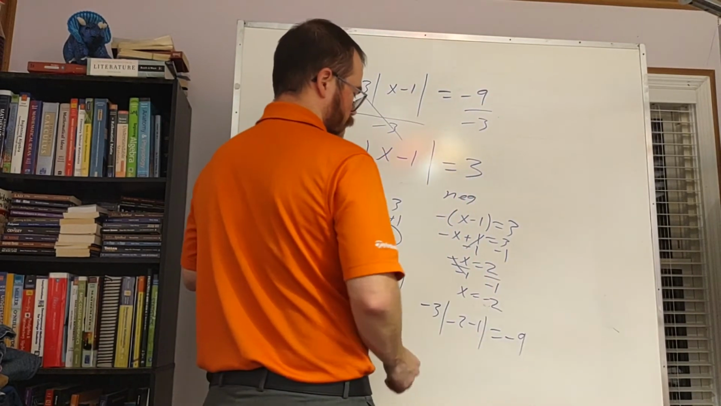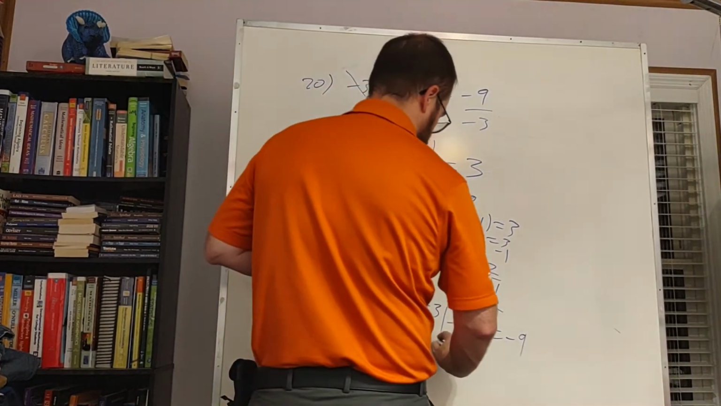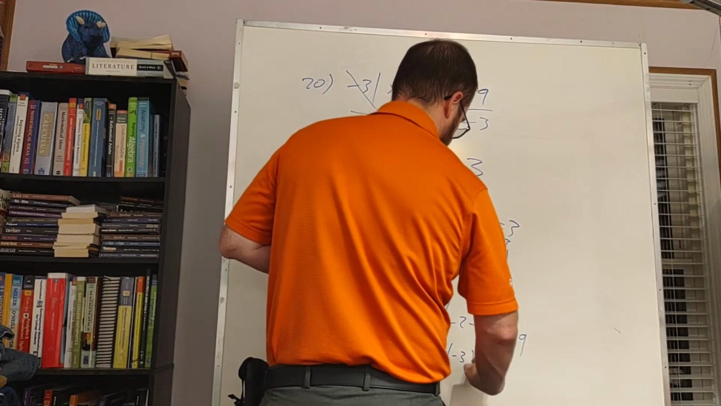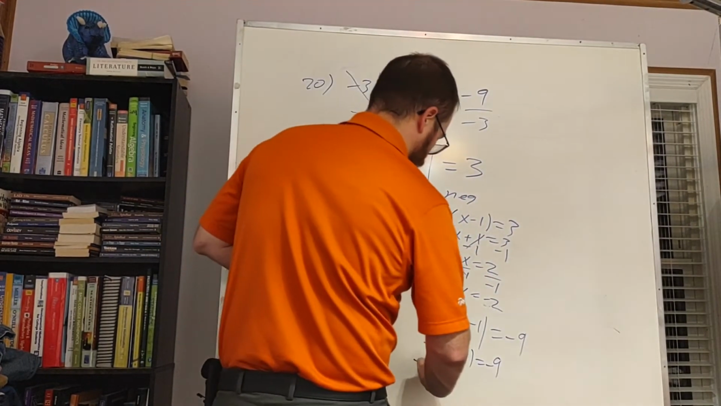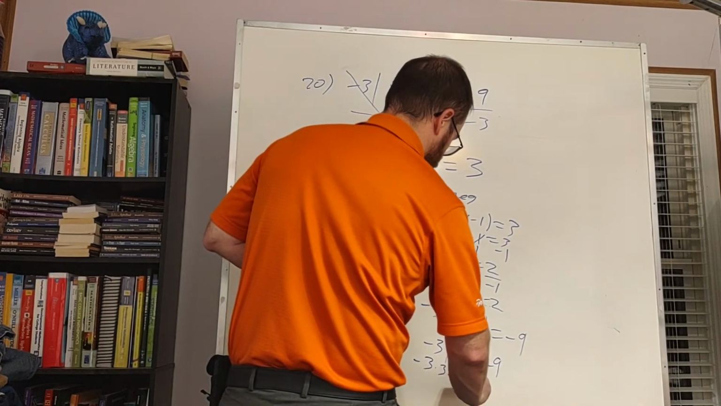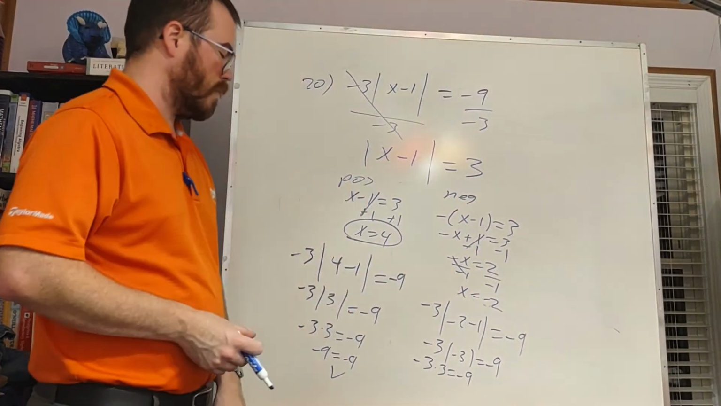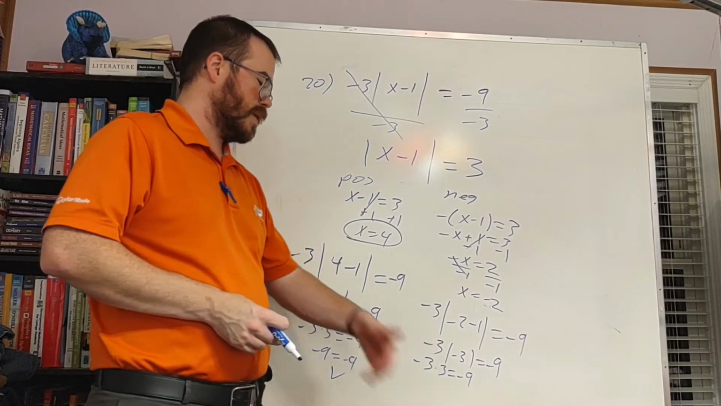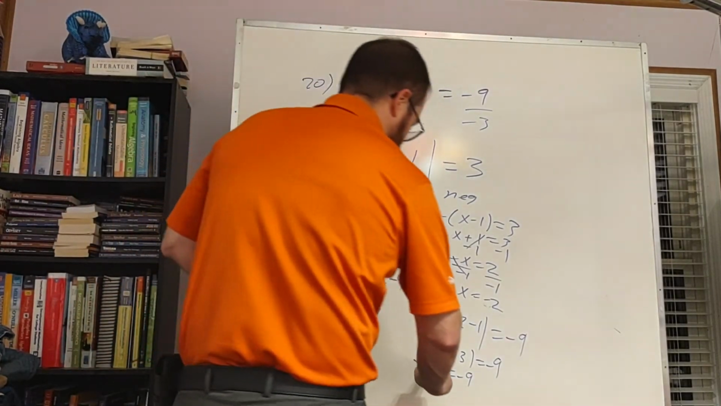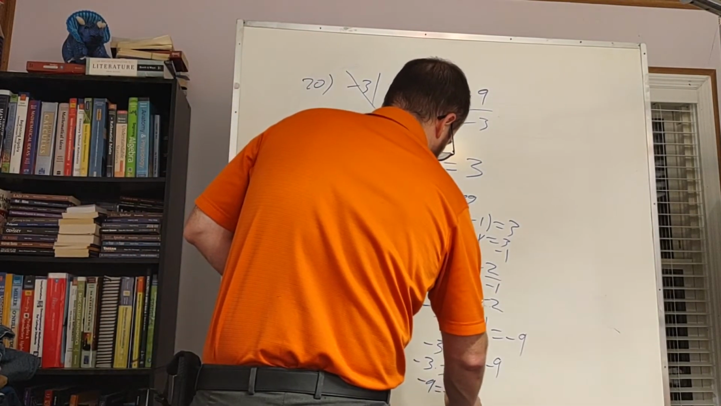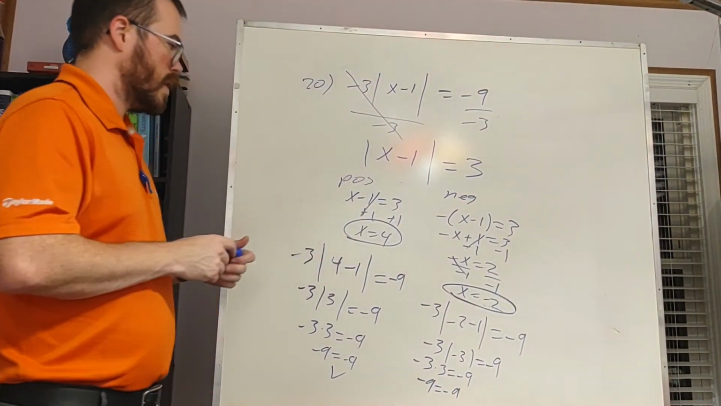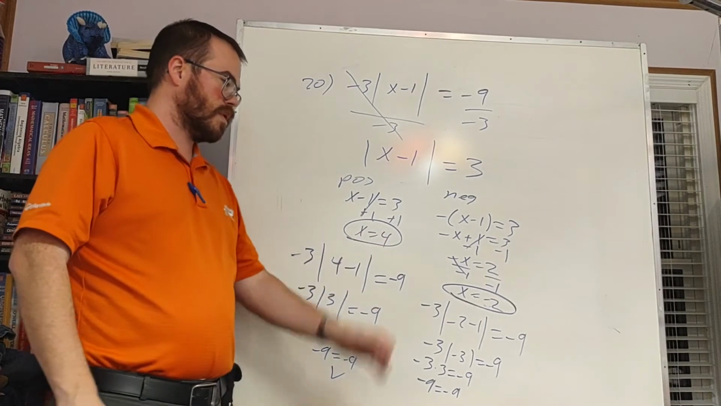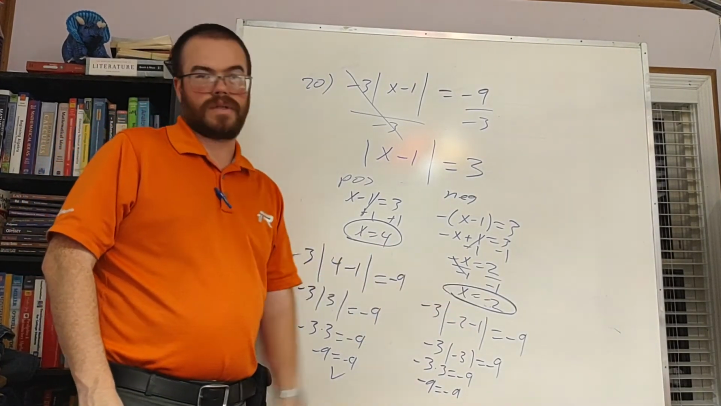Let's see. -2 minus 1 gives us -3, so we got -3 absolute value of -3. Absolute value of -3 is 3, so we got -3 times 3. -3 times 3 is -9, and that is equal to -9. So we're like, okay, great. That one is also going to work. So we want two solutions. x equals 4 is a solution, x equals -2 is a solution.